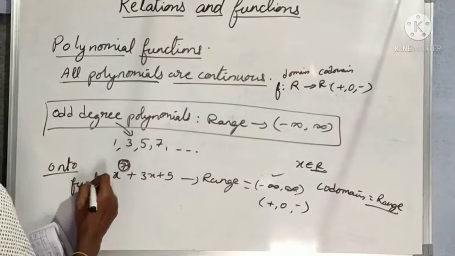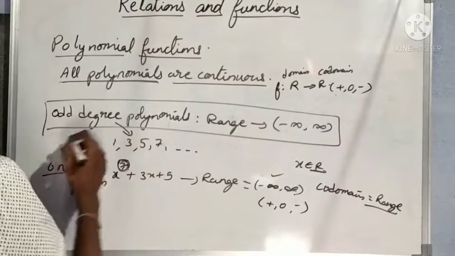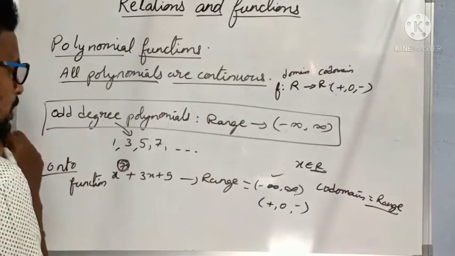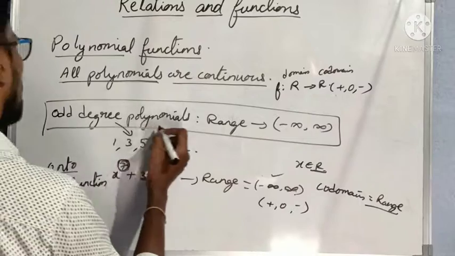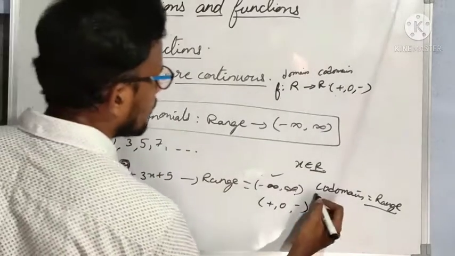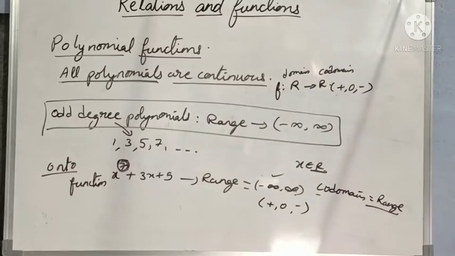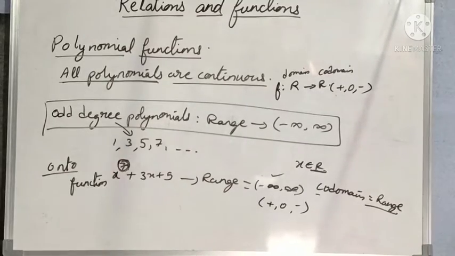Yes. So our cubic polynomial is what type of function? Onto function. Yes. Whatever the degree, odd degree polynomials are what type of functions? Onto functions. Clear? Okay. This is about polynomial functions.